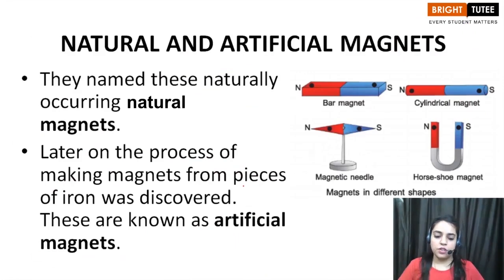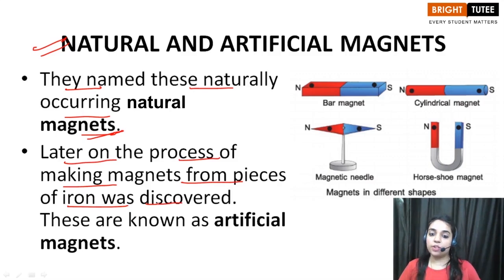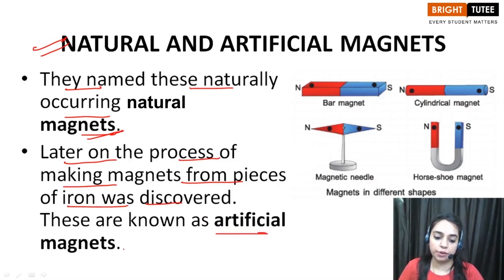Okay, so children, let us now move ahead to the next point, which is natural and artificial magnets. So children, as the name suggests, the magnets which are found naturally are called natural magnets, and later on the process of making magnets from pieces of iron was discovered. Later, children, there were methods which were devised to create artificial magnets. Okay, and the magnets which were created artificially are known as artificial magnets, and magnets come in various sizes and shapes. They come like a bar magnet.